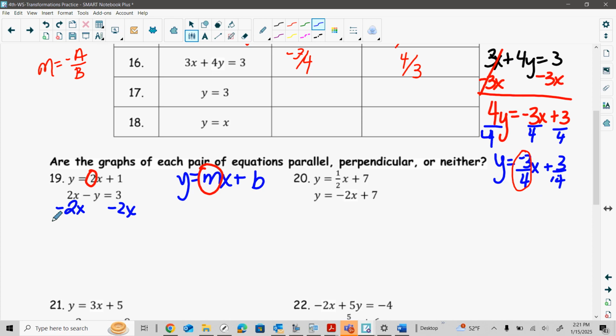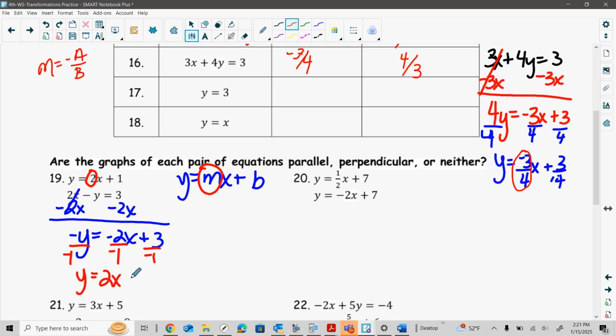Okay, so when you do that, negative y equals negative 2x plus 3. You can't have a negative y. So to get rid of that negative, you're dividing each term by negative 1. So y equals actually a positive 2x minus 3. I now see the slope of 2. They're the same number, so this is parallel.